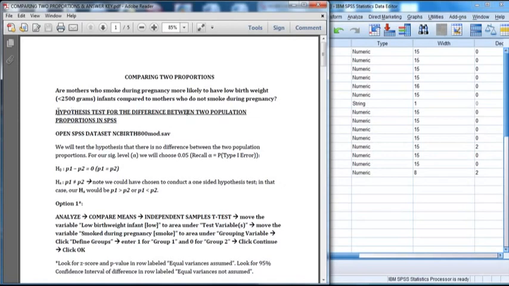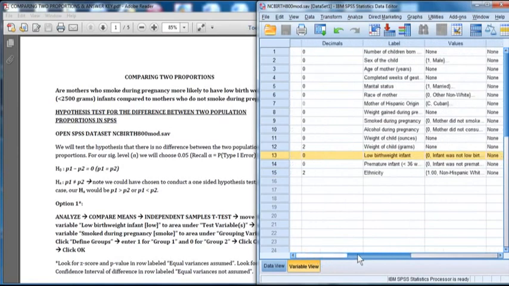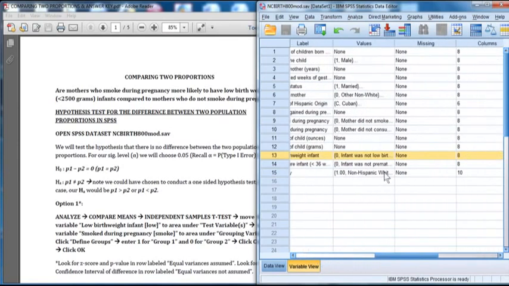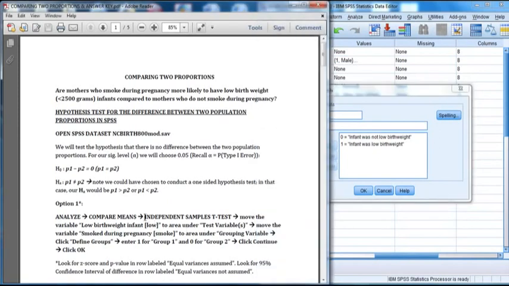And in SPSS, if you look at your variable view, you'll see low birth weight and smoke. Those are the two variables we'll be using. Now, low birth weight, the response in this case, or the outcome, or the dependent variable, is coded as 0, 1. Now, 1 indicates an infant was low birth weight, 0 indicates infant was not low birth weight. Now, this is important because that enables us to use the independent samples t-test function in SPSS.